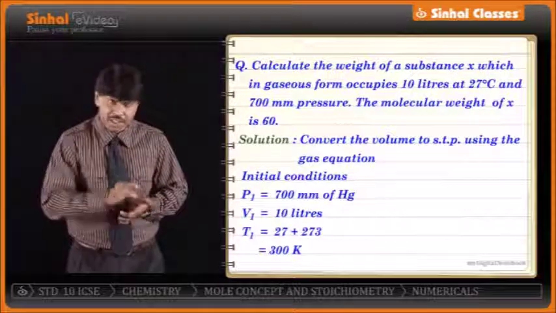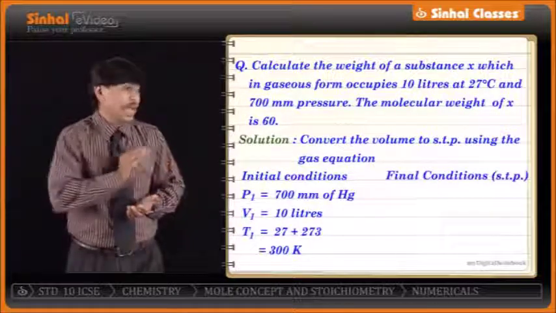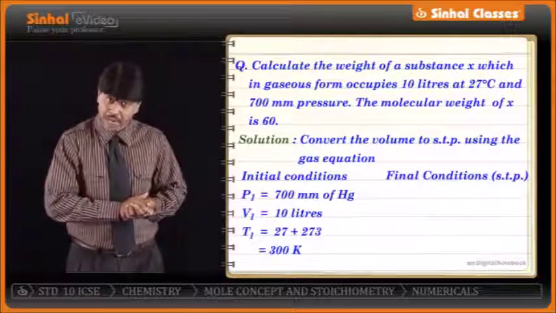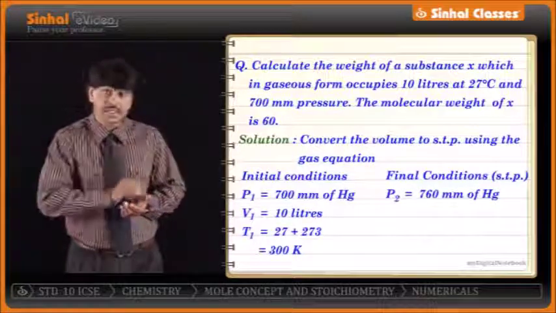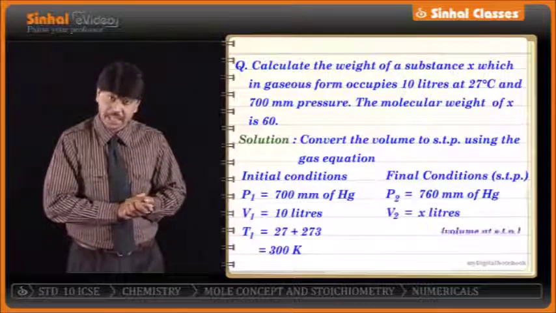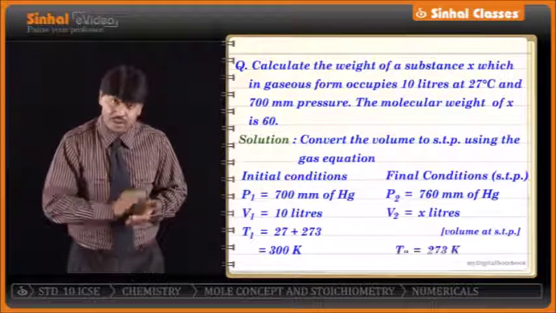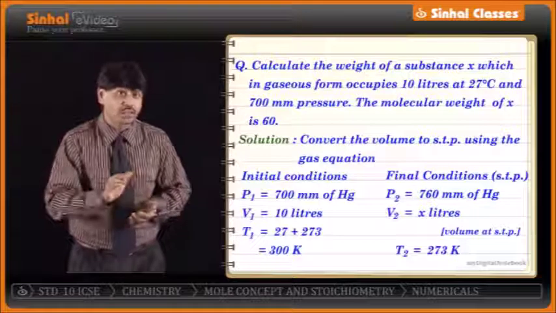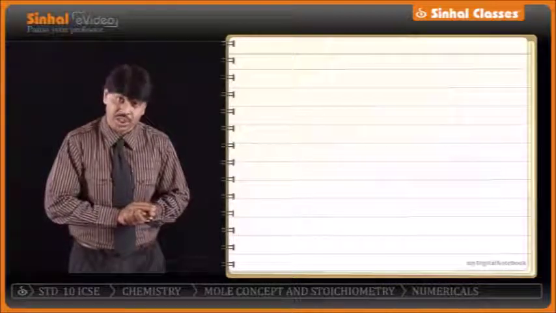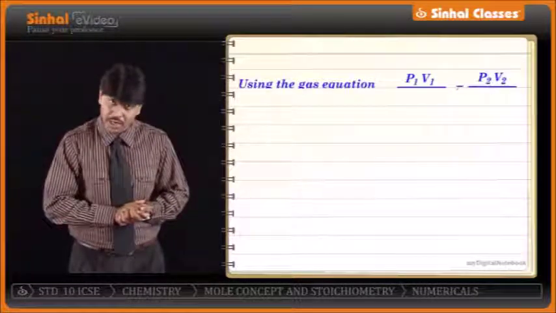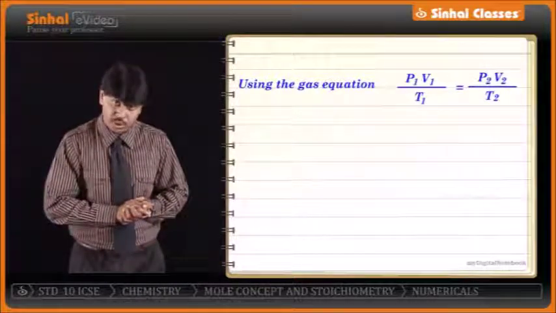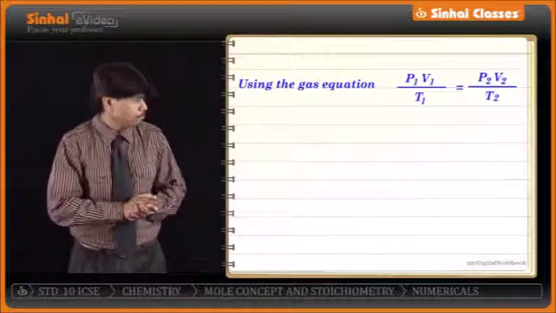Now, final condition is at STP. So, at STP, you have to find out the volume of it. For that, the pressure at STP, P2, will be 760 mm of mercury, that is 1 atmosphere, and the temperature at STP is 273 Kelvin. So, we are first going to find out the volume occupied by the substance at STP by using the gas equation, and that is P1V1/T1 = P2V2/T2. Let's take V2 as X.